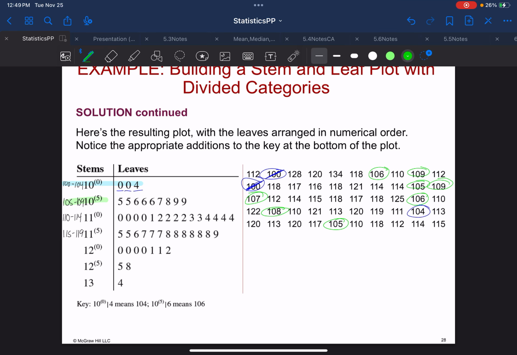So I have 2 105s. And then I have 2 106s. And I think that 6 is a typo right here, but we'll see. 1 107. 1 108 and 2 109s. And yeah, I think that other extra 6 there was a typo.